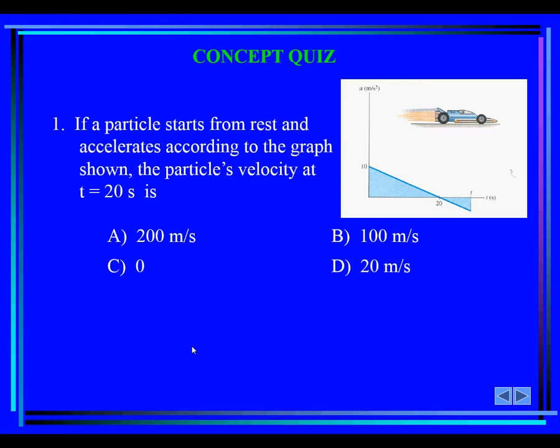the velocity would be the area under the curve, right? So what is it? If this is 20 seconds and the other is 10, what will be the velocity right there? 100. Okay, very good.